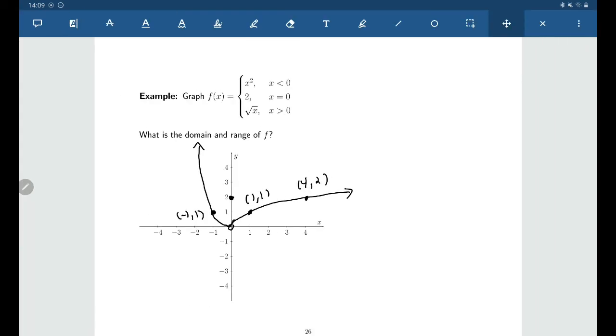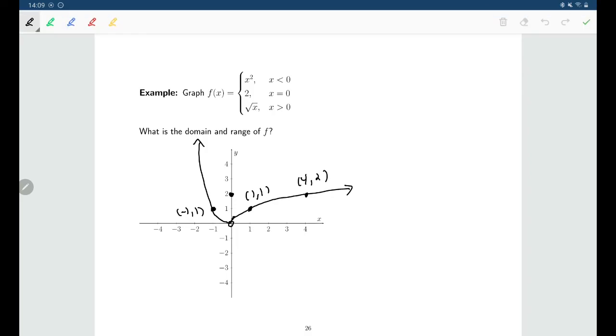Now, if we're thinking about domain and range, now that we've graphed it, we can see what the domain and range should be. Domain, for sure, should be all real numbers. Part of the reason you know the domain should be all real numbers is from the definition. We've defined what happens for negative values of x, for positive values of x, as well as for when x is 0. In other words, we've defined this function for all real numbers.